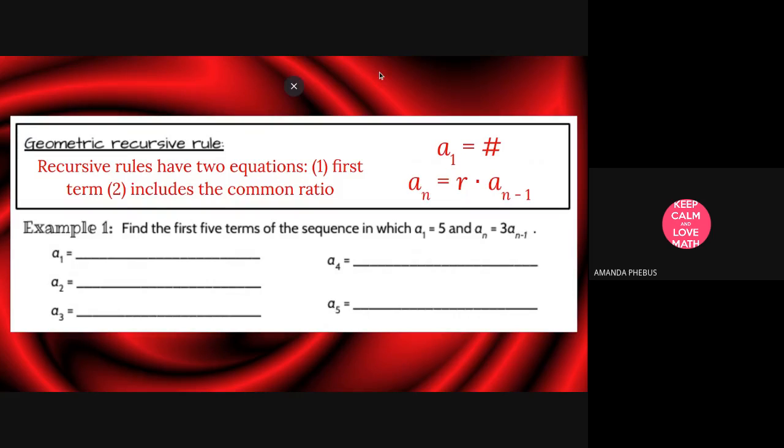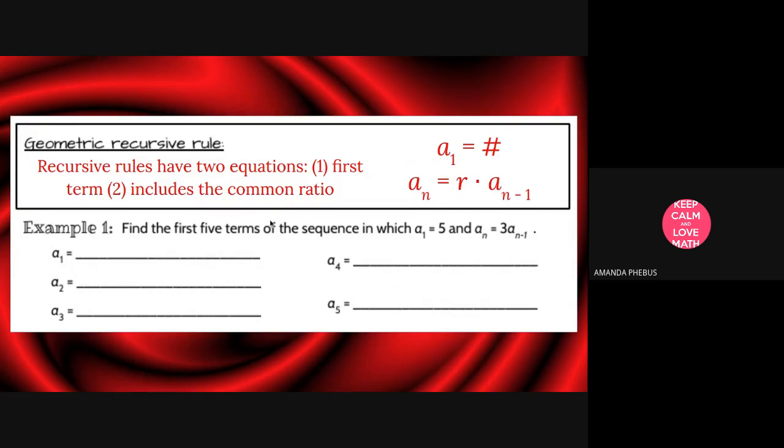The difference here from what we were working with in the arithmetic one is that we now have this r, the common ratio, involved. So a sub 1 equals a number. That's going to be the same as our arithmetic. A sub n equals, and we've got a sub n minus 1. That's going to be the same thing, except now we've got to make sure that we have this multiplication and r, our common ratio, is involved.